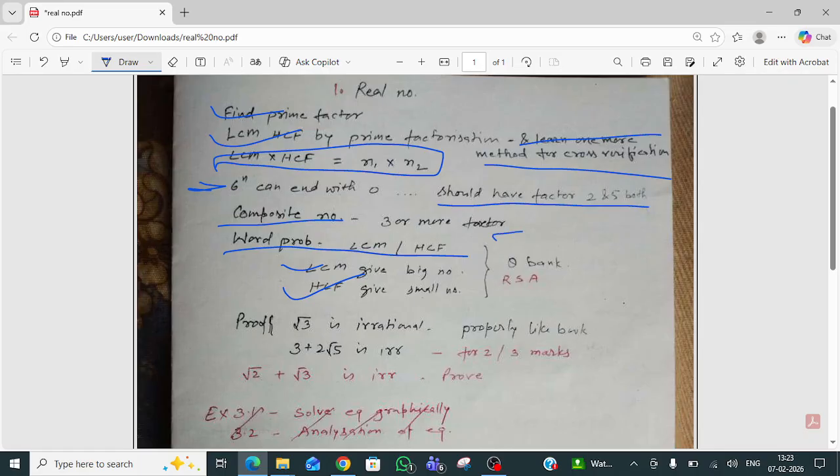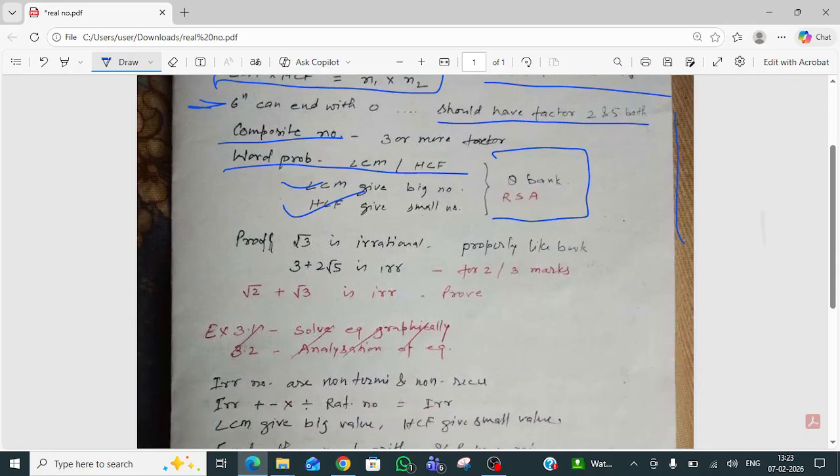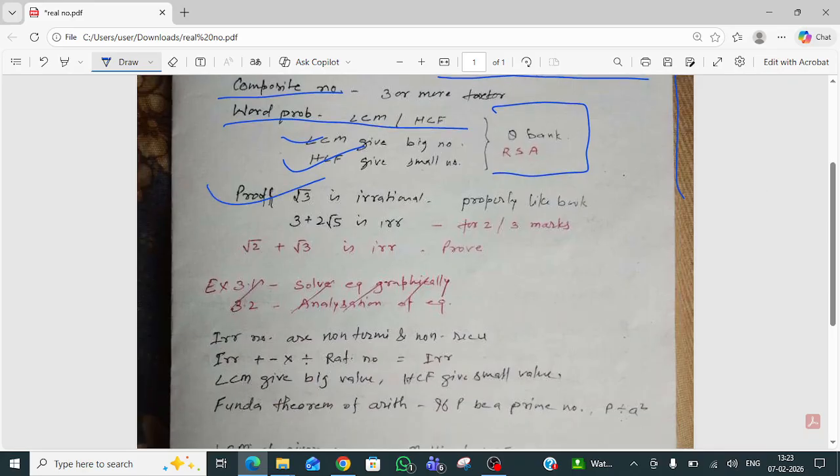And from this topic, textbook questions are not sufficient. We have to do the question bank, previous year question papers, and the R.S. Agarwal book. Now, the next topic is prove that root 3 is irrational. You have to do this; it is a very important question of your board exam, not about this chapter only.